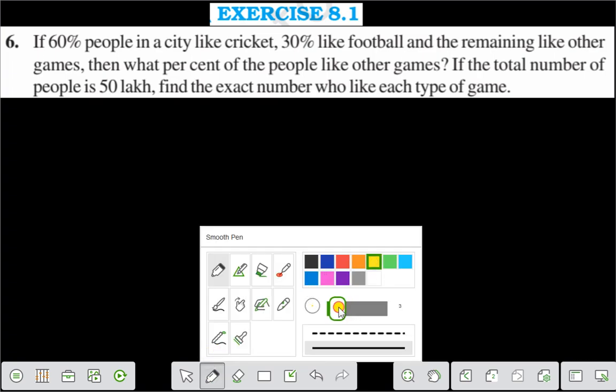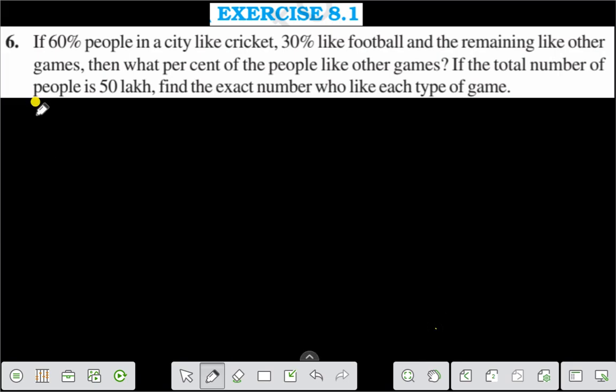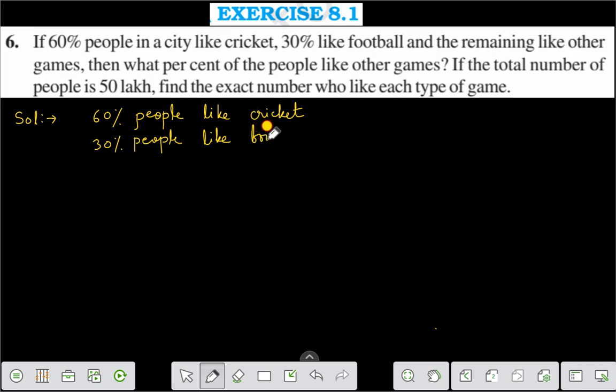Here you see the solution. 60% people like cricket. 30% people like football.